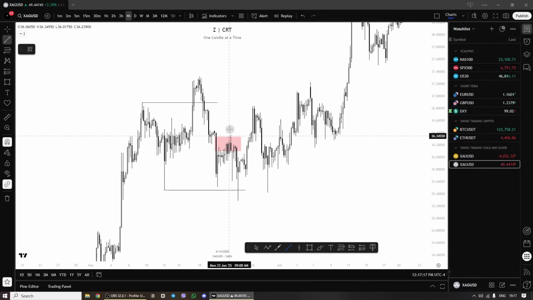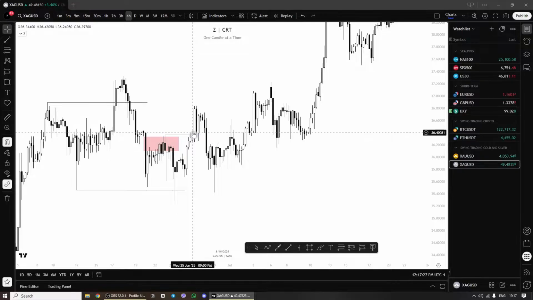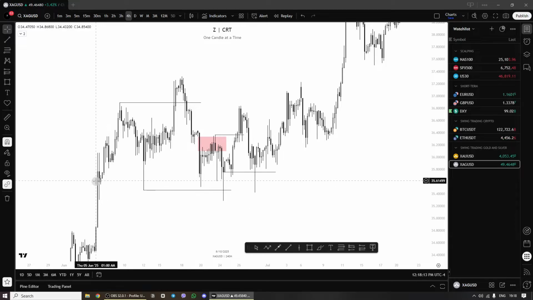Once we displaced above it, and see how the displacement, and we have consolidation above it, and we have more than two closures above it, and a PD array is created below. So our PDAs are this rejection block and this FVG. After seeing this price action coming down here, you expect to see a move up because you just changed the order flow and you have sponsorship from the PDA.